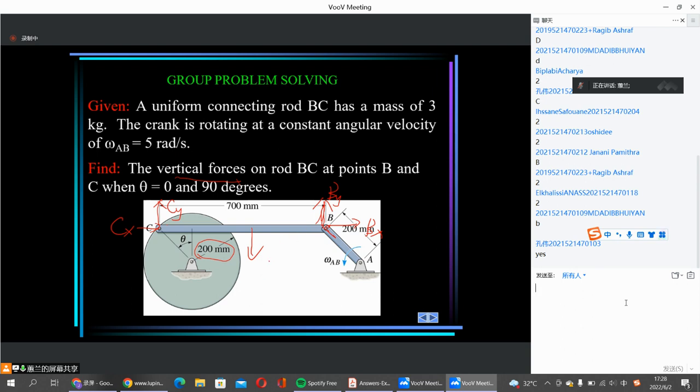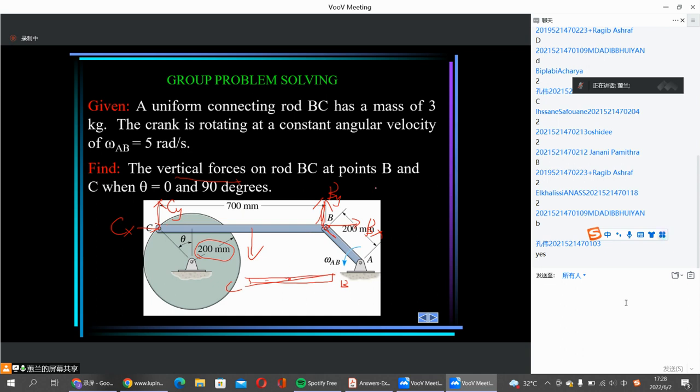How about its KD? For the KD, we know that BC is actually doing curvilinear translation. So for BC, just do it this way. This is C, this is B, MAG. So MAG will be MAG. So how about its AG?